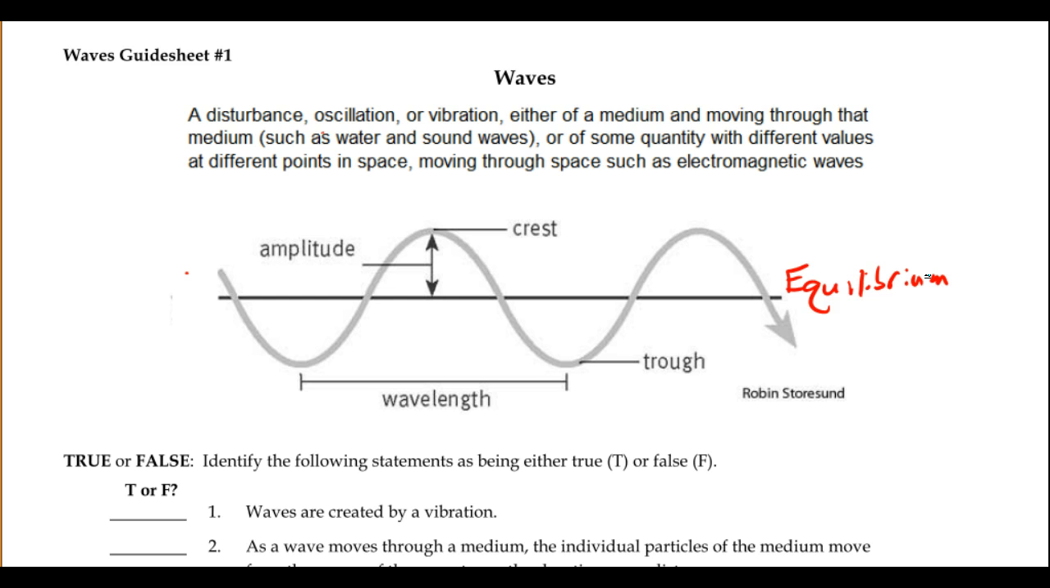So think about taking a long spring and stretching it out, holding it straight across. That's its equilibrium position. If you disturb that equilibrium position, then you can generate a wave.